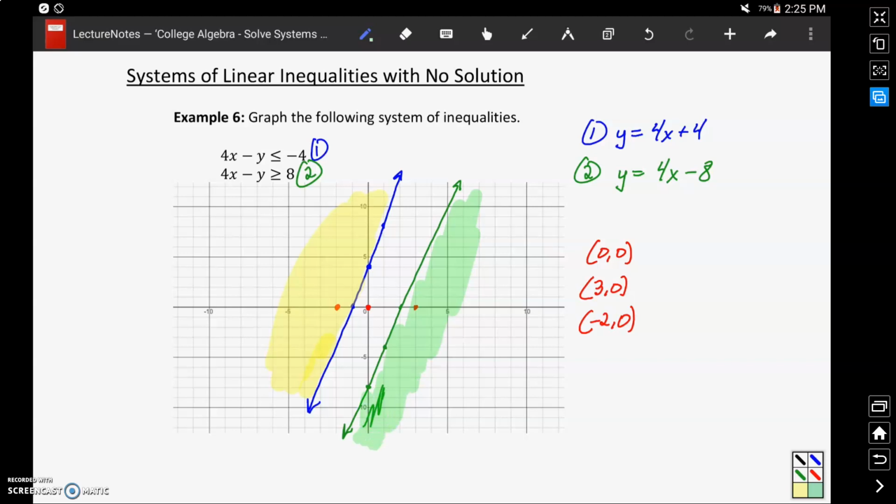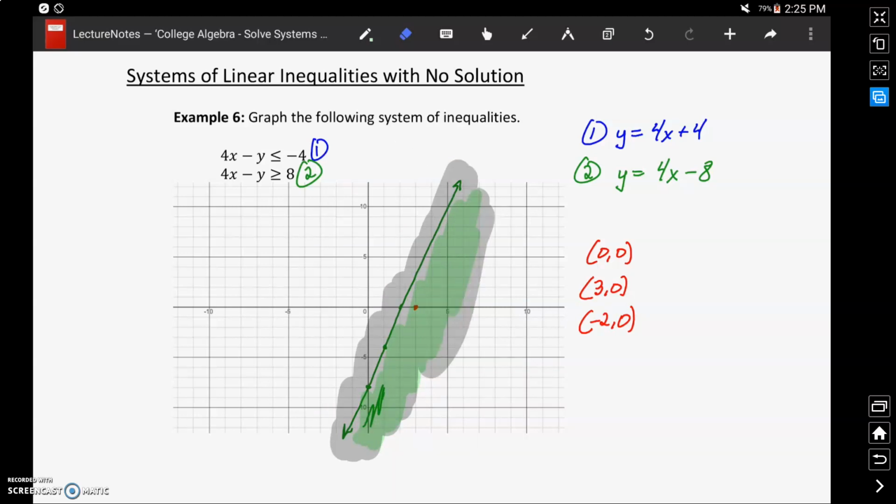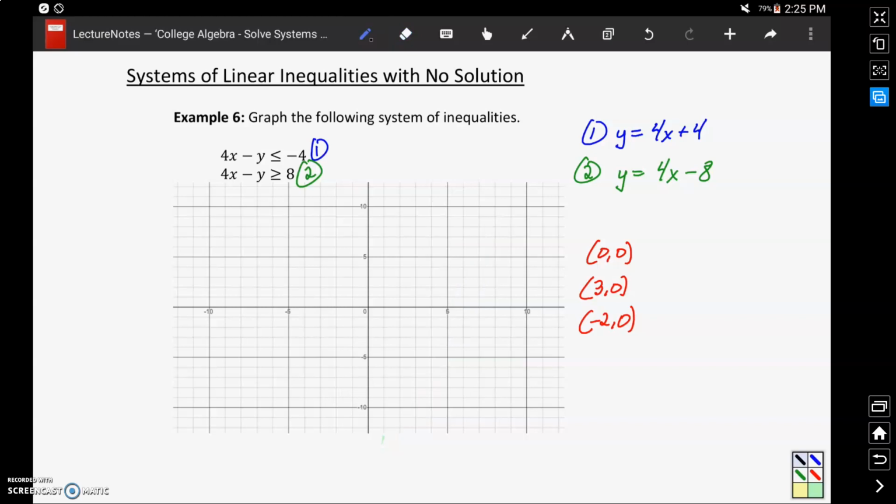But what we're looking for with a system of linear inequalities is where those regions overlap, points that make both inequality statements simultaneously true. So in this case, we would represent our solution, or lack of a solution, as simply an empty graph, because there is no region where these two inequality statements overlap.